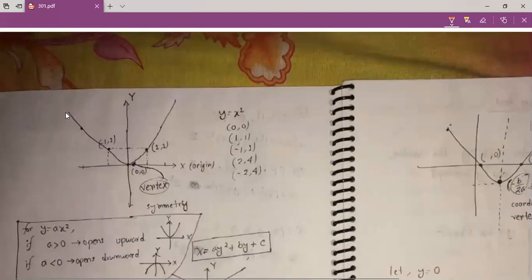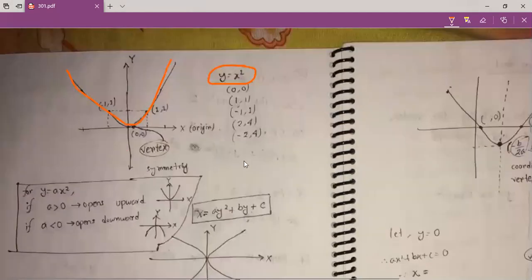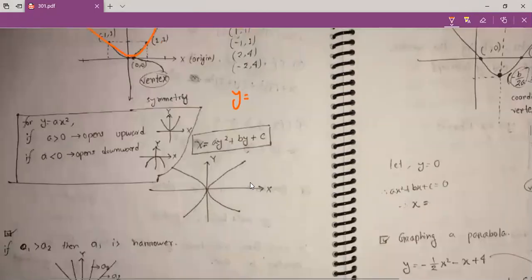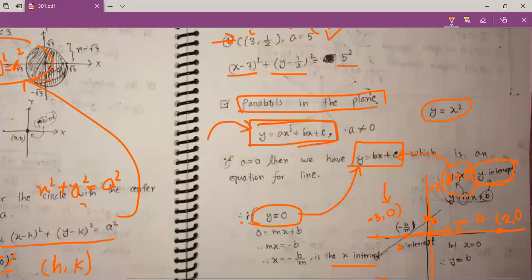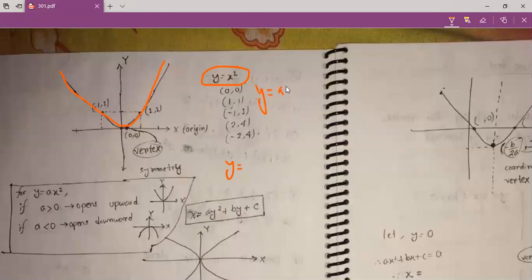So here is a parabola. If the equation is y is equal to x square, we had two equations for a parabola. Let's go to the previous part: y is equal to ax square plus bx plus c, and y is equal to x square. This was the equation for a parabola, and this is also an equation of a parabola.